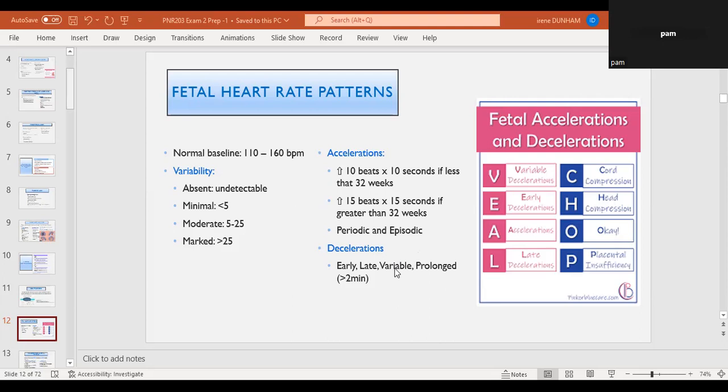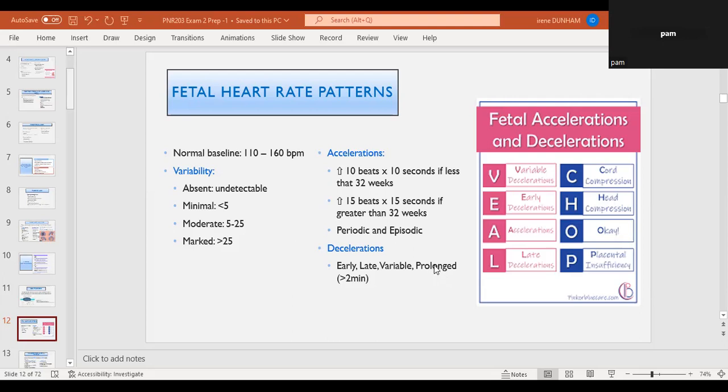They're called variables because they come in various sizes and shapes. I've seen them as the shape of a U, the letter U, or the letter V, or even the letter W. Okay. And then a prolonged deceleration is not good either because baby can't tolerate the insult.